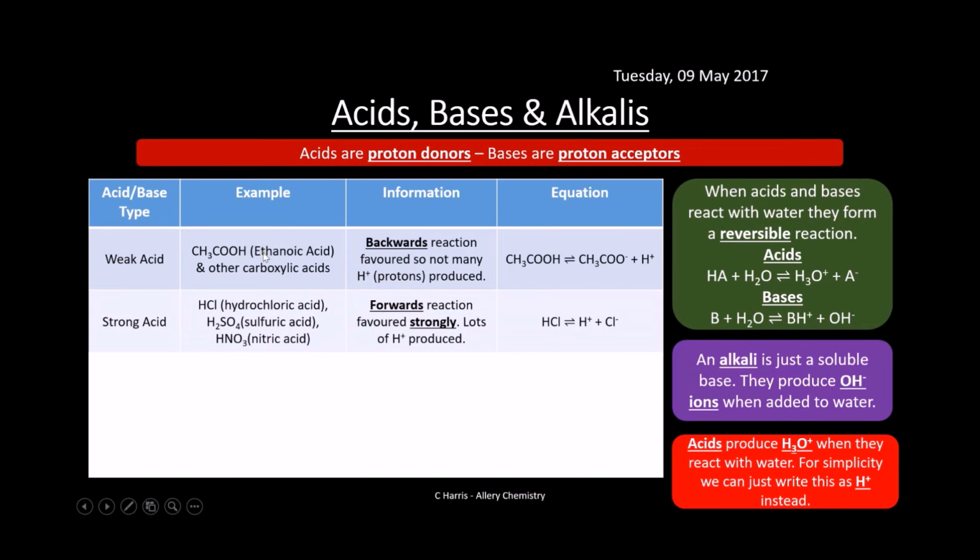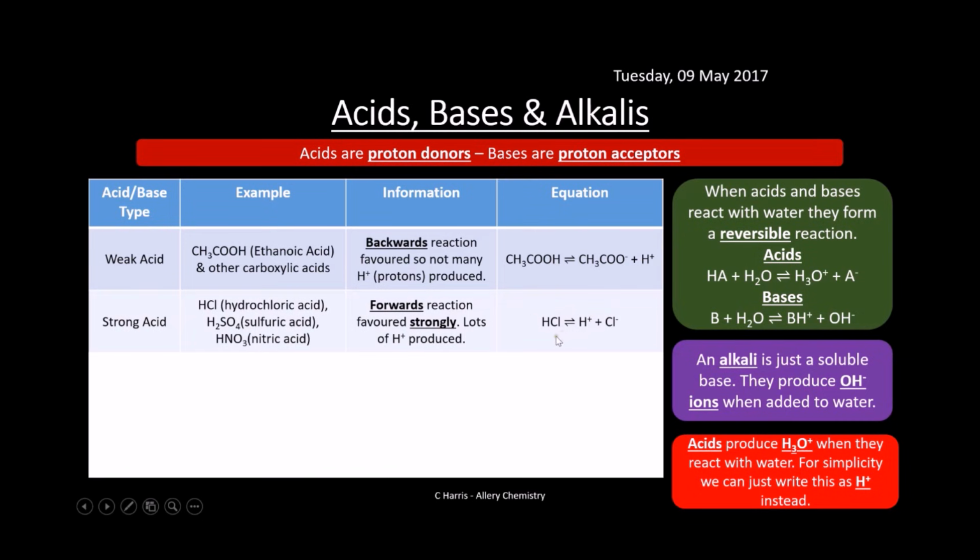Strong acids, sometimes these are also known as mineral acids, are things like hydrochloric acid, sulfuric acid, and nitric acid. These are examples of strong acids. Now, this one actually wouldn't really be reversible, to be honest, because these things are so strong. We assume they just dissociate fully.